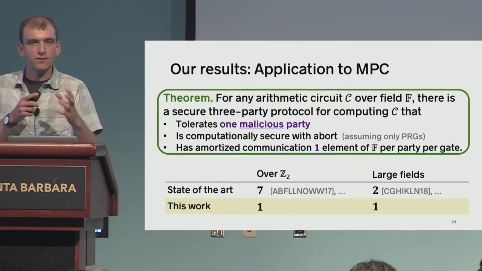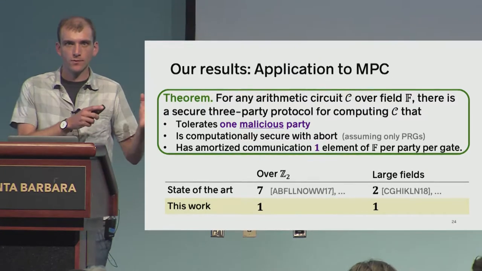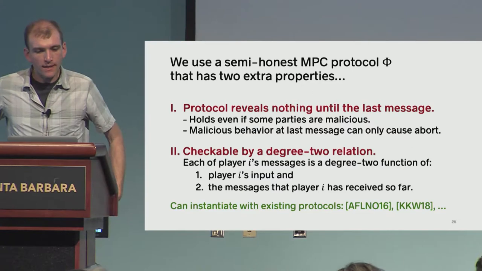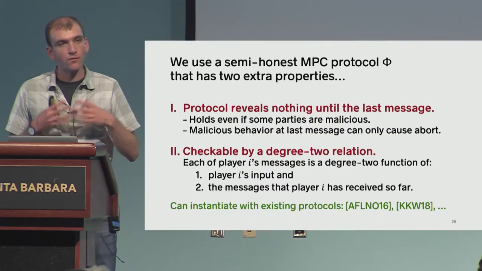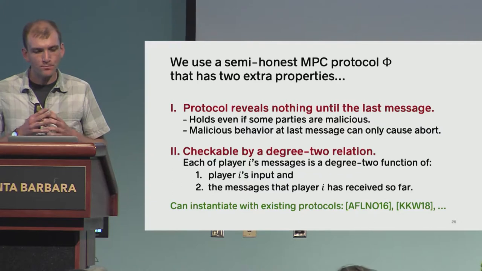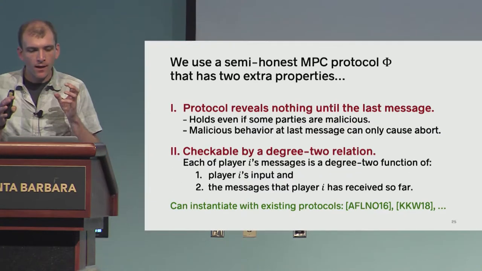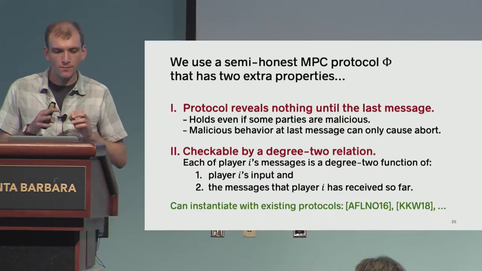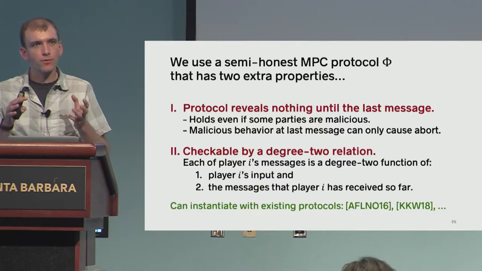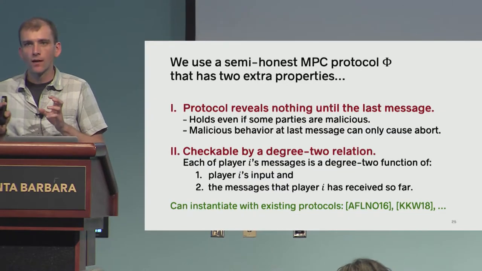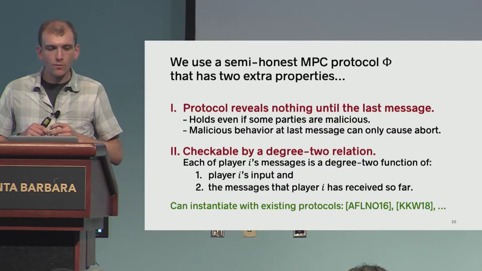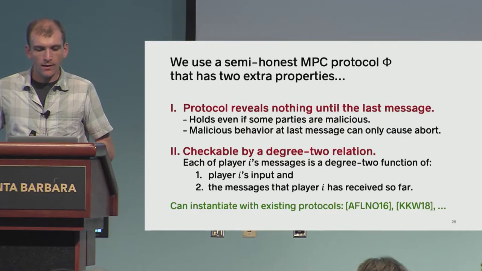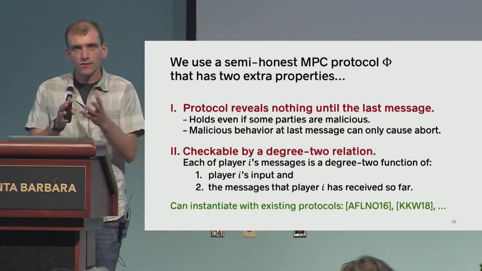So I want to give you some sense of how we actually use these zero-knowledge proofs on distributed data to get malicious secure MPC. Our starting point is we take a semi-honest MPC protocol that I'll call phi, that has two extra properties. First, the protocol should reveal nothing, it's perfectly secure, until the players send their last messages. And this perfect security property should hold even if parties deviate from the protocol while they're executing it. Furthermore, if the parties misbehave at the very last message, the worst that can happen should be an abort.